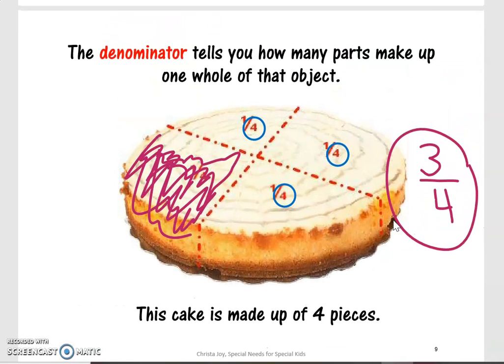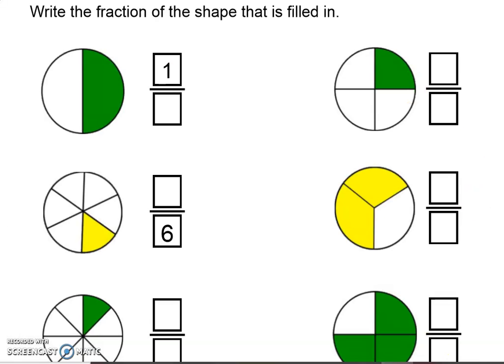All right, so now let's get a little practice with writing our fractions, okay? We're going to give our brains a little reminder of how we write fractions. So the numerator is the number on top. We're going to write the fraction of the shape that is filled in. As we can see here, it gave us already our number filled in for this one. So 1 is in the numerator, and 1/2 is filled in, right?